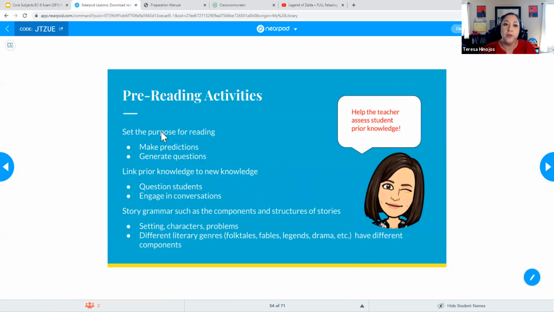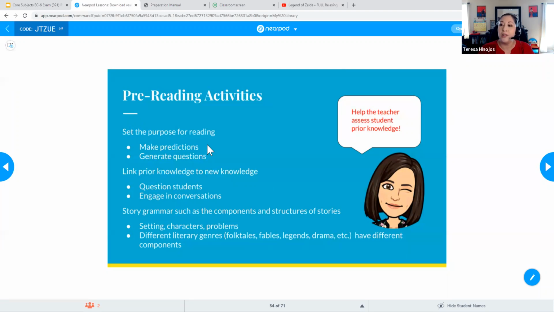Some other things that you can do would be setting the purpose for reading. So, we're going to read this book. There's a picture of a little girl here, and she's hiding. So what do you think this book might be about, right? Let's make some predictions, or let's come up with some questions. You can link prior knowledge to new knowledge.